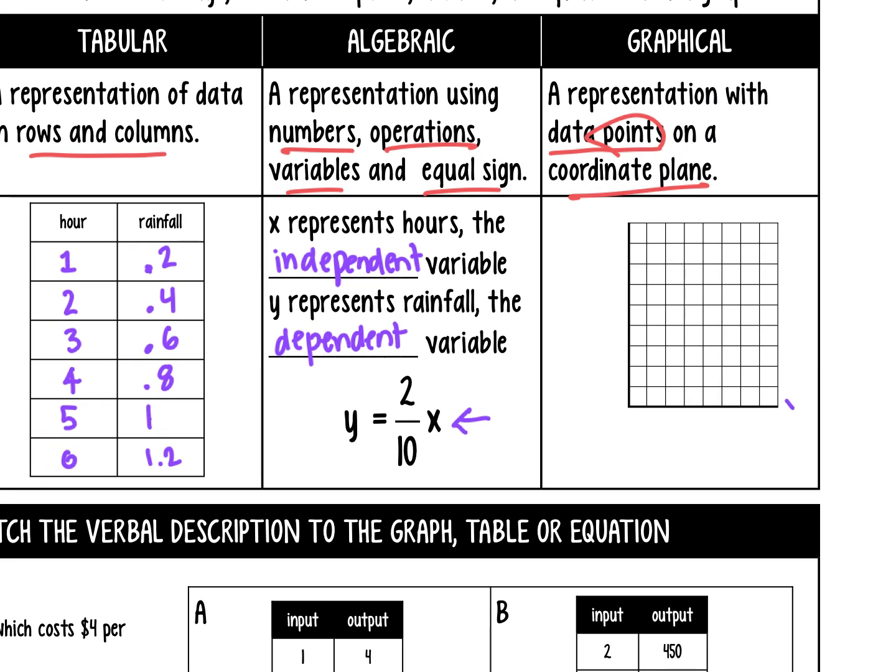So we're going to put along the x-axis my hours, so time, and I'm marking that by hours. So I'm just going to label this 1, 2, 3, 4, 5, 6, 7, like what we put in our table. And along our y-axis, I'll put rainfall. And I'll use the same numbers that I have in the table to equally spread out my values.